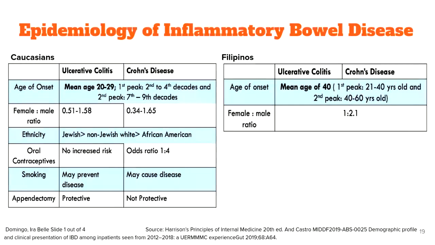While in Filipinos, the mean age is 40 years old. The first peak is at 21 to 40 years old, and the second peak is at 40 to 60 years old. In Caucasians, inflammatory bowel disease is not gender specific. However, in the Filipinos, there is a higher predominance in males, probably affected by environmental exposure and genetic factors. And according to Harrison's, smoking and appendectomy have protective effects on ulcerative colitis, while they may cause the disease, Crohn's disease.